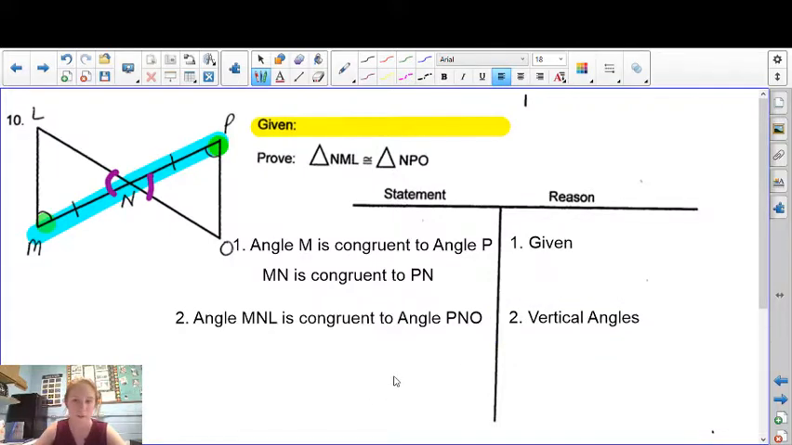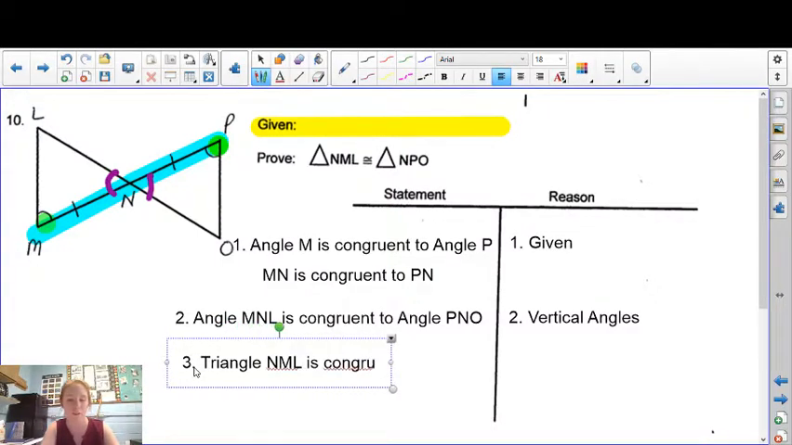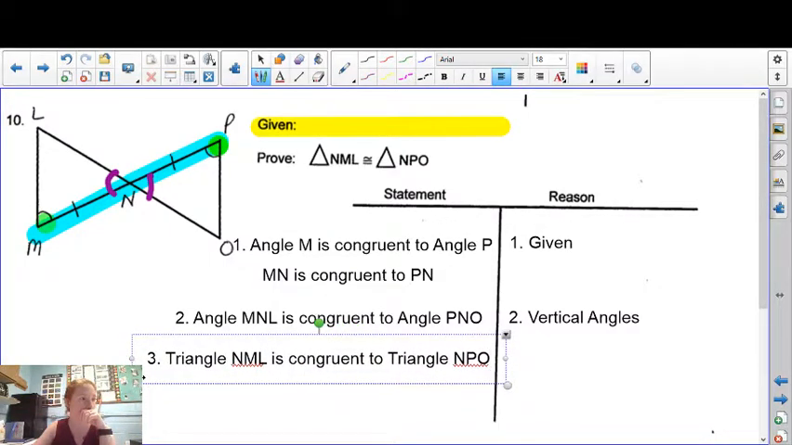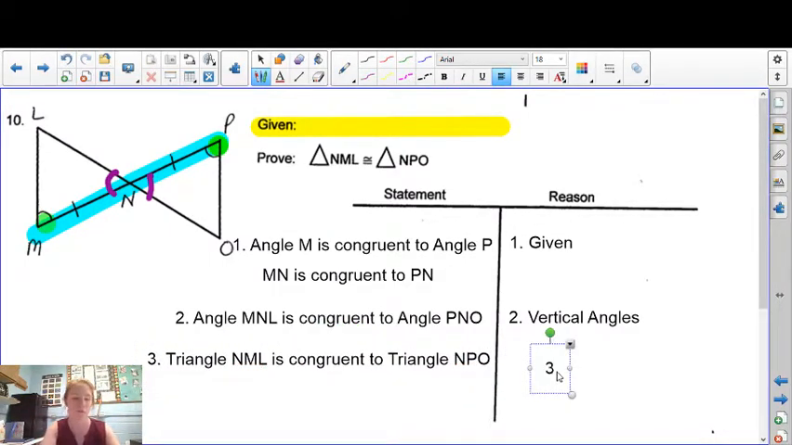Well, do I have all my information? Yes. So step 3, our congruent statement. Triangle NML is congruent to triangle NPO. And what's our reasoning? Angle, side, angle.